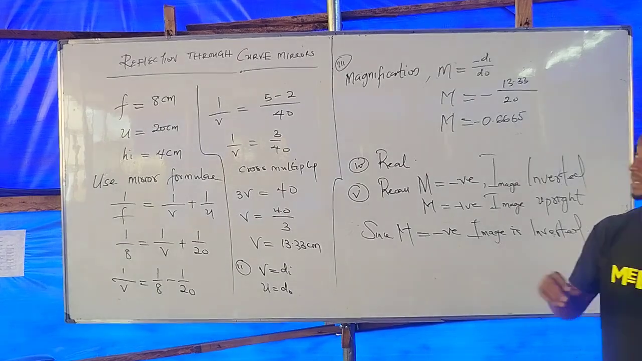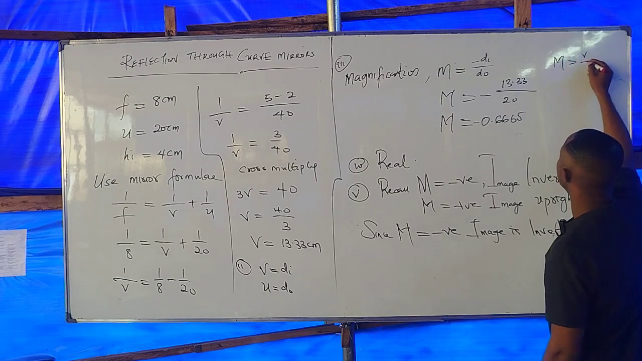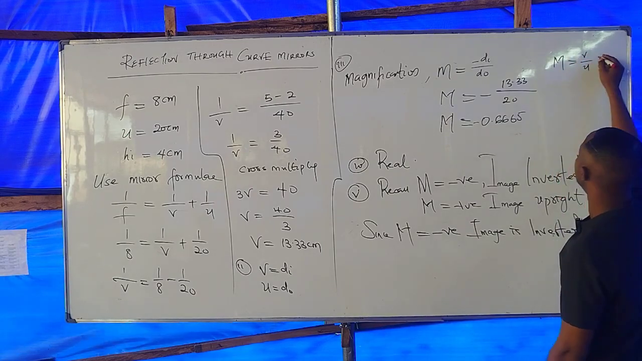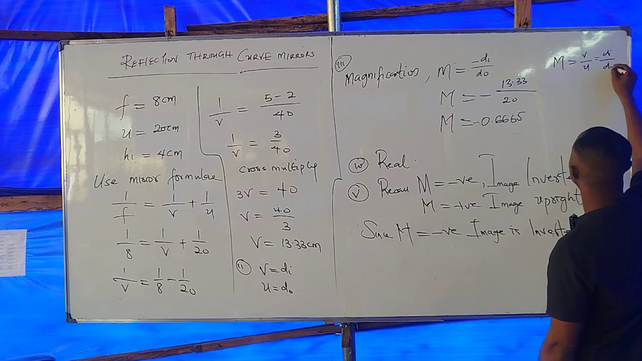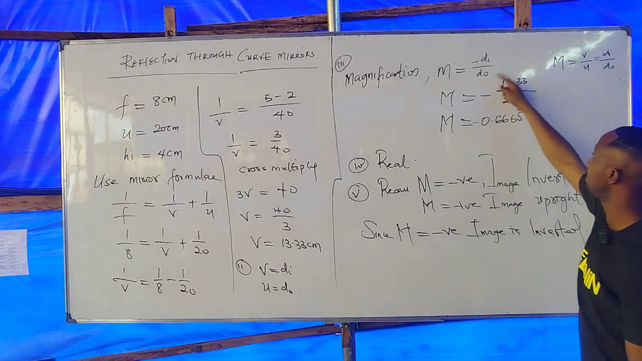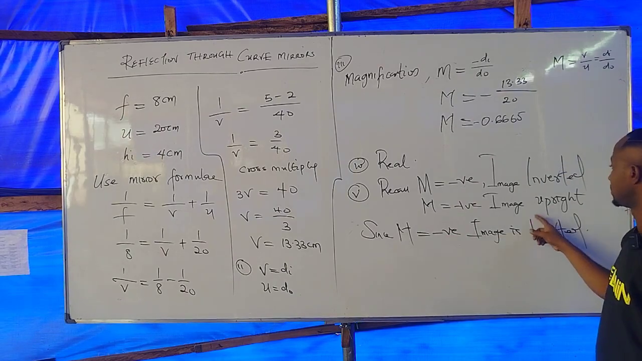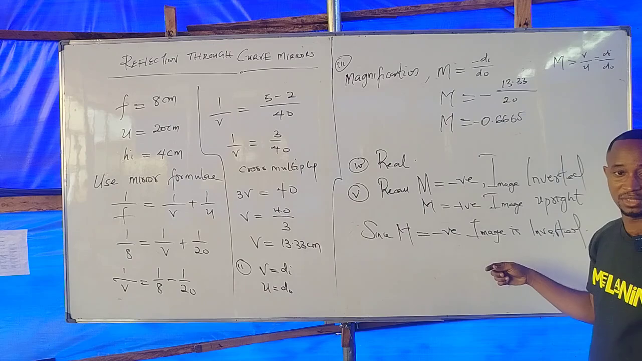There are so many textbooks that will tell you that your M, in fact, I was also a victim of this, that M is V over U, which is the same as your DI over DO. Do you get the gist now? If I use this formula to solve this, it becomes positive. So I'm going to be saying that the image is upright, which is wrong.